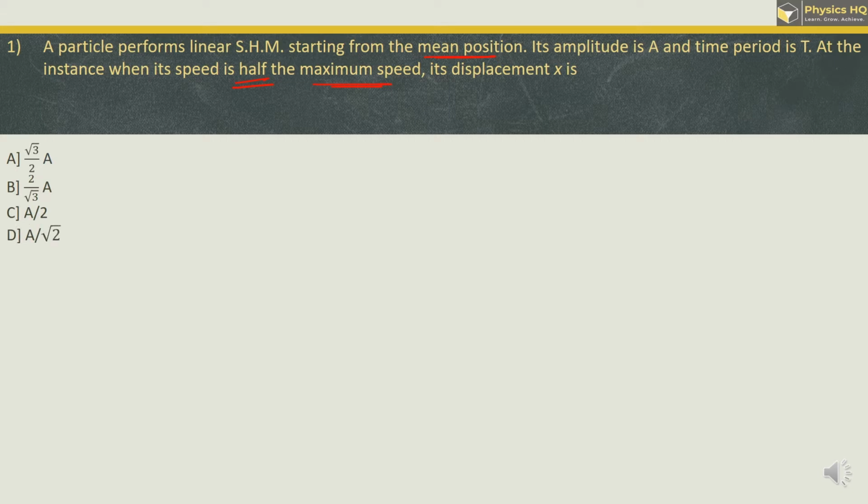First of all, we'll be writing the equation for displacement. X is equal to A sine of omega t, and this is for the particle which is starting from mean position. Next, we'll be writing the equation for maximum speed. So V max is given as omega into A. Next, we are supposed to find the displacement when the velocity is half of the maximum. So we will start with the formula for velocity. The general formula for velocity is V is equal to omega root of A square minus x square.